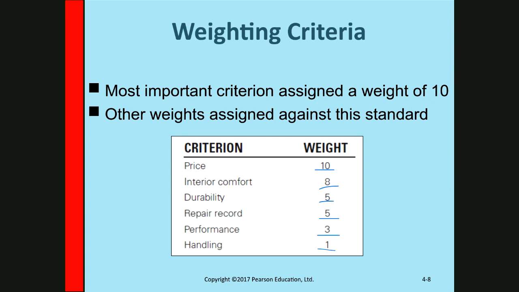So in this case, price is the most important because it weighs at the point of 10. Handling is something which probably this buyer finds is not really an issue. Maybe because all cars, somehow or other, the person has tried and maneuvered before, so the handling is not a concern. Okay? So this is weighting criteria.